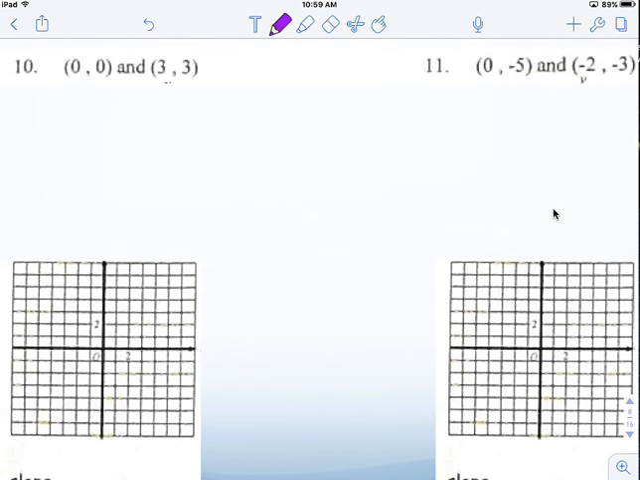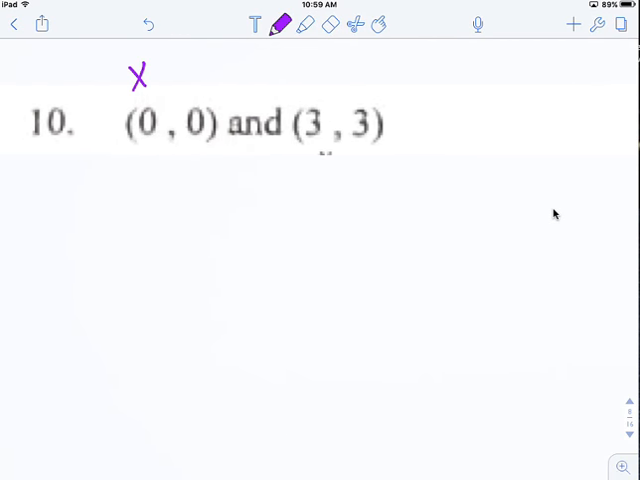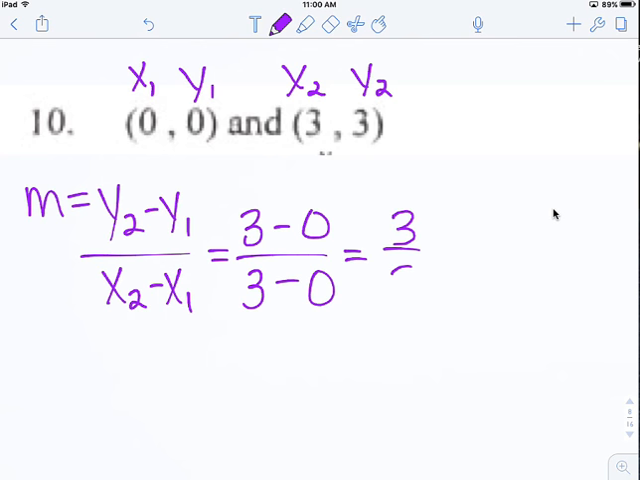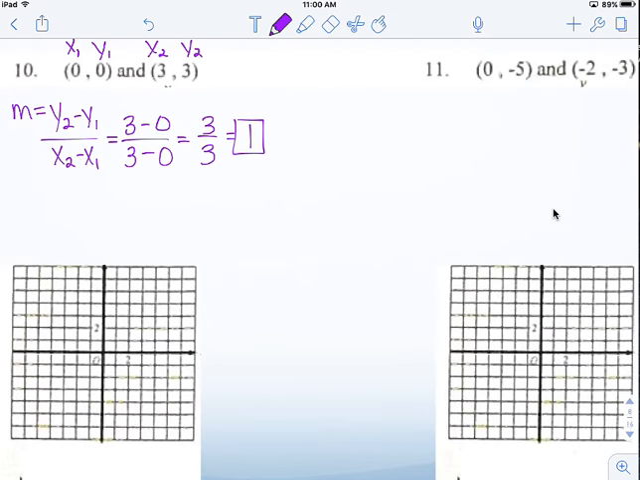So if we're looking at our next one, we have (0, 0) and (3, 3). I have my first point, I have my second point. So plugging these into our formula, we get 3 minus 0 over 3 minus 0, which equals 3 over 3, which is the same thing as 1. I've provided a graph for you in case you want to check these on a graph.